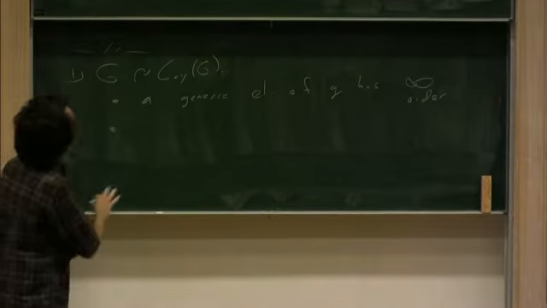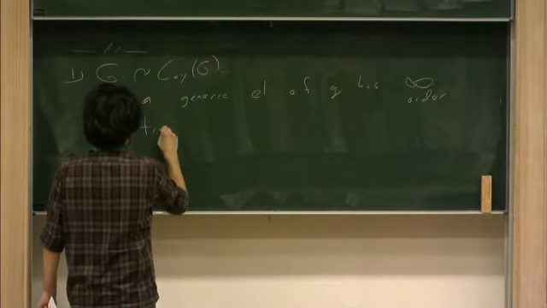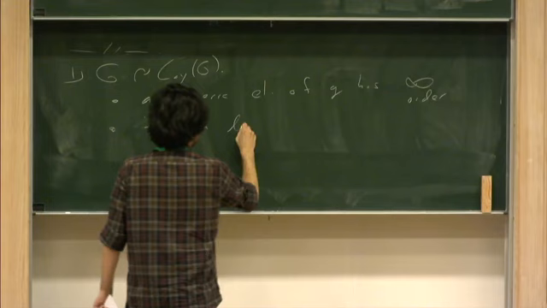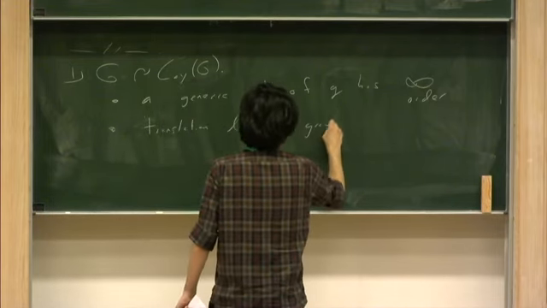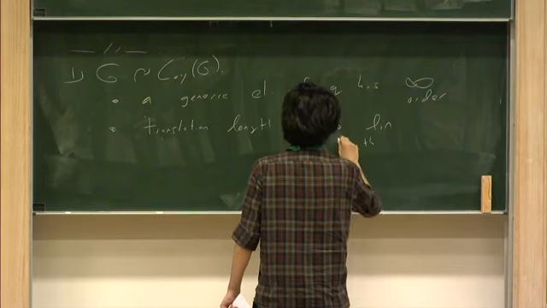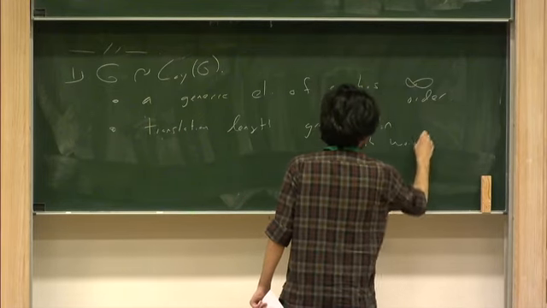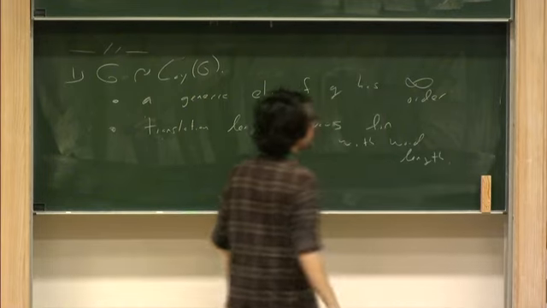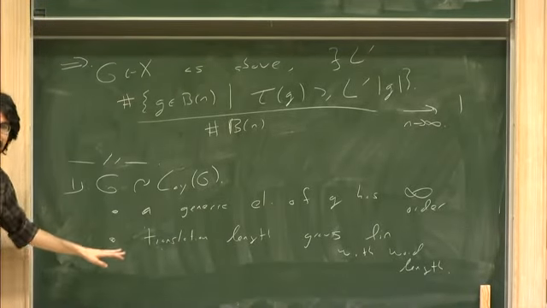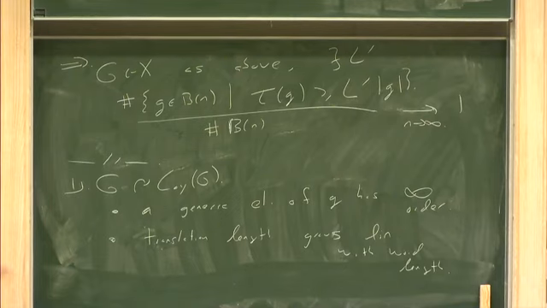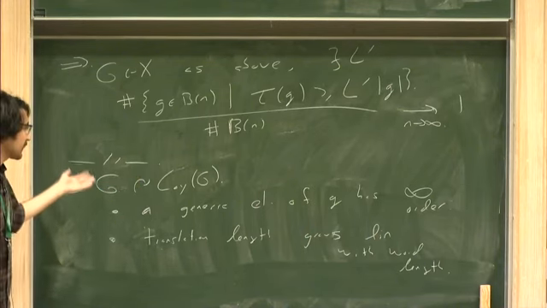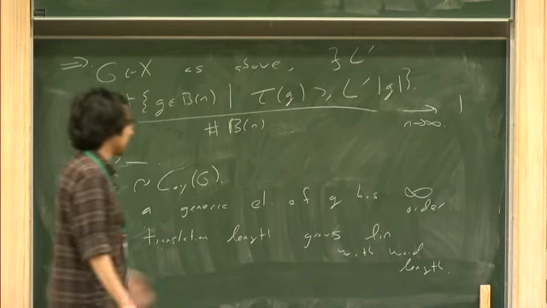And maybe with a little bit more content, the statement is that the translation length grows linearly with word length. So that's the first application, although what's more interesting is applying the main result to more exotic actions. This is the most tame action one can think about. It just tells you that generically infinite order elements are generic.